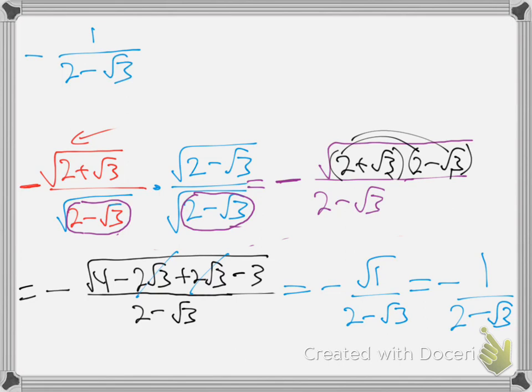You know the drill. We can't leave roots in the bottom, huh? So now we do the conjugate. 2 plus root 3, 2 plus root 3. We don't do anything with the negative in the front, right? It just sits there. It doesn't affect the conjugate. Nope, not at all. So everybody see that? Remember conjugate?